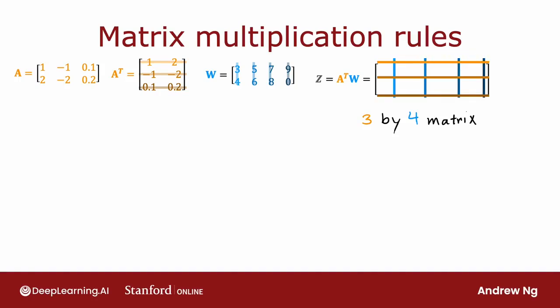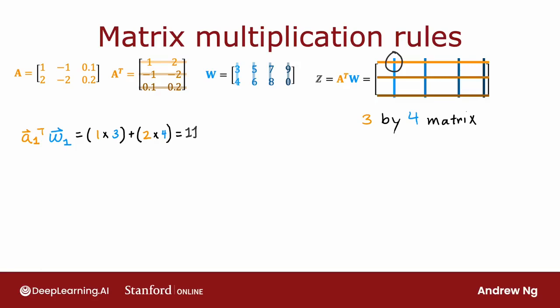Let's start off and figure out how to compute the number in the first row and the first column of Z, so this upper leftmost element here. Because this is the first row and the first column corresponding to the lightest shade of orange and the lightest shade of blue, the way you compute that is to grab the first row of A transpose and the first column of W and take their inner product or the dot product. And so this number is going to be (1, 2) dot product with (3, 4), which is 1 times 3 plus 2 times 4, which is equal to 11.